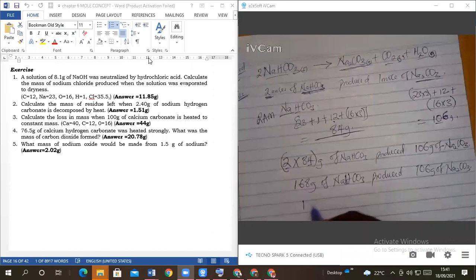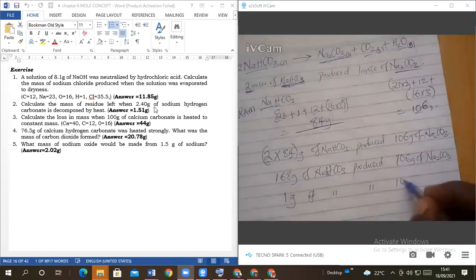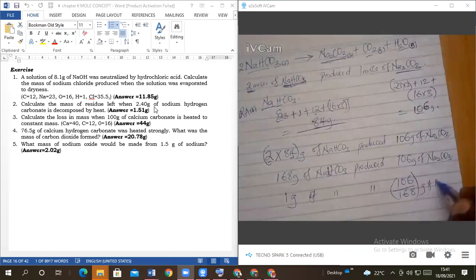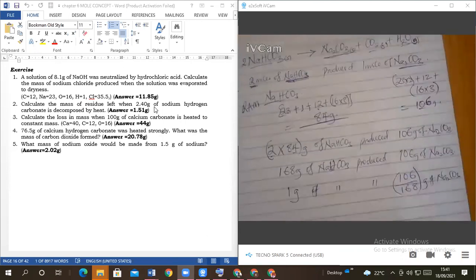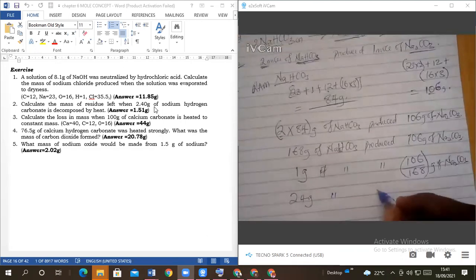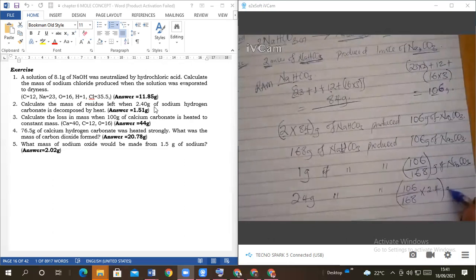Now, what about 1 gram? Because the question is telling us 2.4 grams of this. So what about 1 gram of sodium hydrogen carbonate? It produced 106 divided by 168 grams of sodium carbonate. Ask yourself a question. What about 2.4 grams? What does it produce? 106 divided by 168 times 2.4 grams of sodium carbonate. What is the answer here?